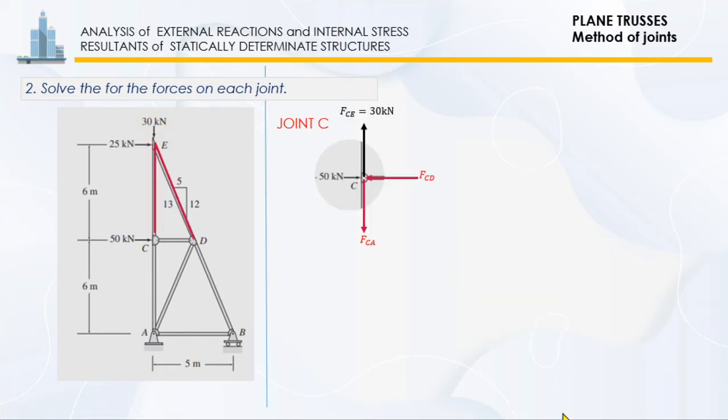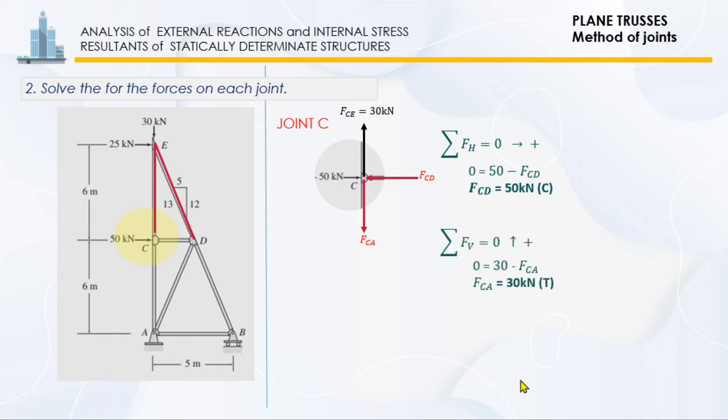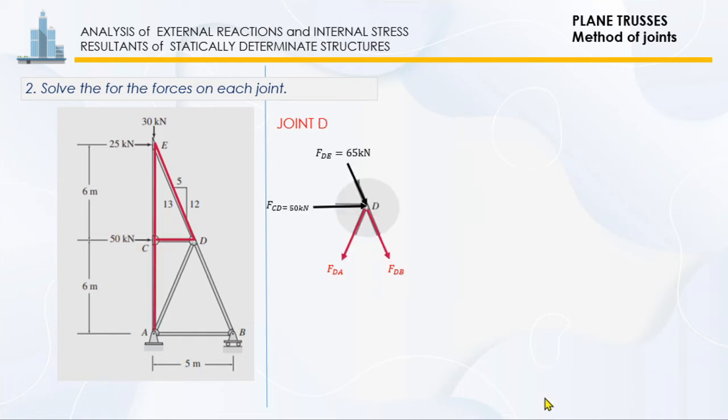So next, we consider the equilibrium of joint C. Applying summation of forces horizontal equal to 0, we obtain FCD, which is 50 kilonewton in compression. Now, taking summation of forces vertical is equal to 0, we could obtain FCA to be 30 kilonewton, which is in tension. So next, let's focus on joint D.